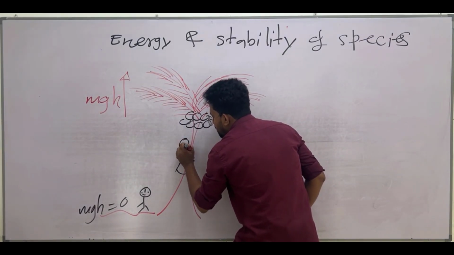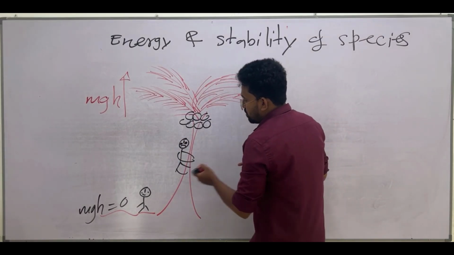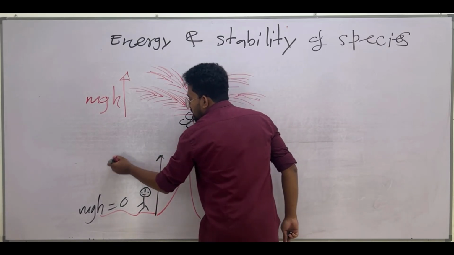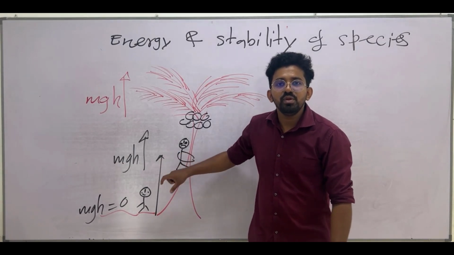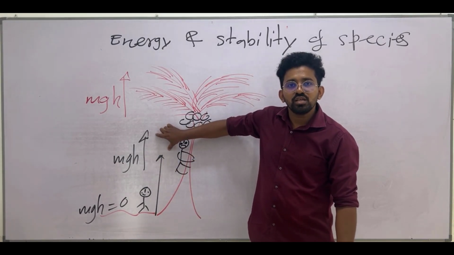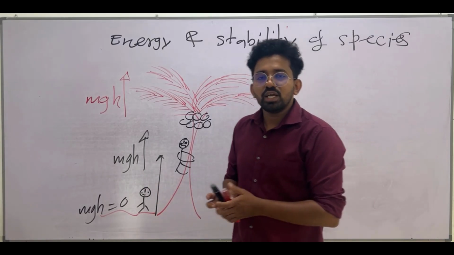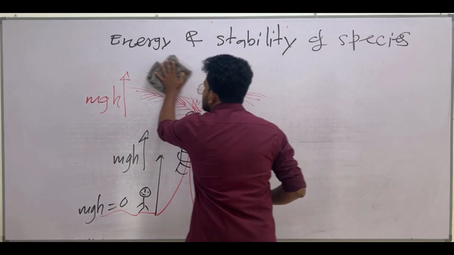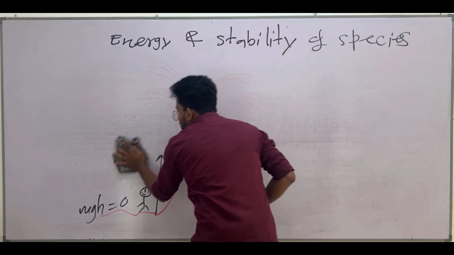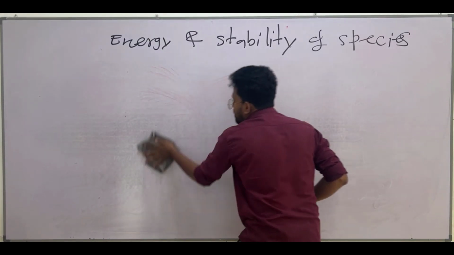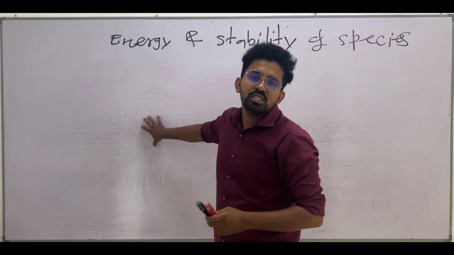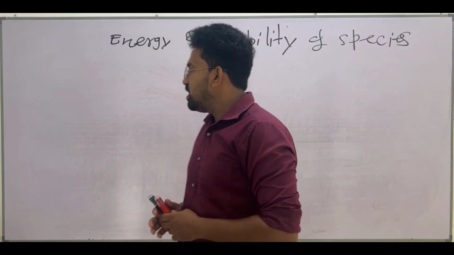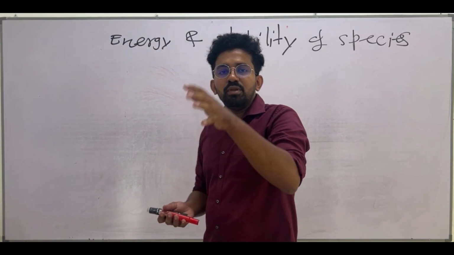So now we are here, right? Now what happens when we climb there? Our MgH will increase. In that case, the stability will decrease. When MgH increases, our stability will decrease, right? It means here we also consider the potential energy of the atoms and the molecules. When the potential energy increases, stability decreases.